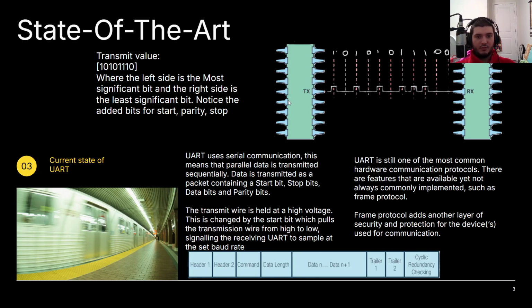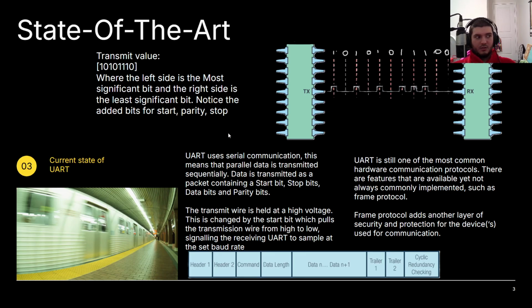So what is the state of UART right now? We kind of discussed what UART was. UART uses serial communication to send parallel data sequentially, meaning that it takes data from its data bus and transfers it one bit at a time to a receiving device, which then reconstructs that data into its own data bus so that another device can use it.